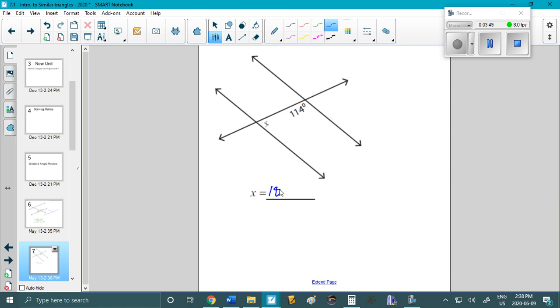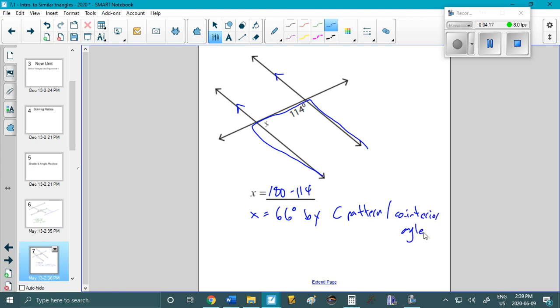All right, so here we go. So x is going to be 180 minus 114. And x equals, I'm going to say 66 degrees by, so these lines are parallel. I should have told you that. You can tell that they are. You assume that they are, probably. And that's going to be by C pattern slash co-interior angles. Again, just something from grade 9.